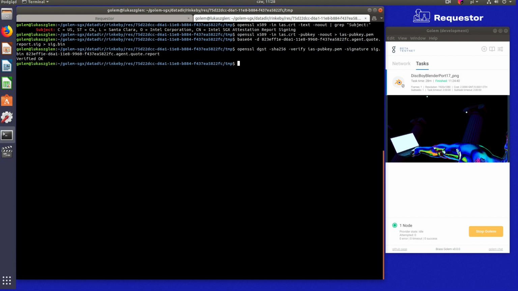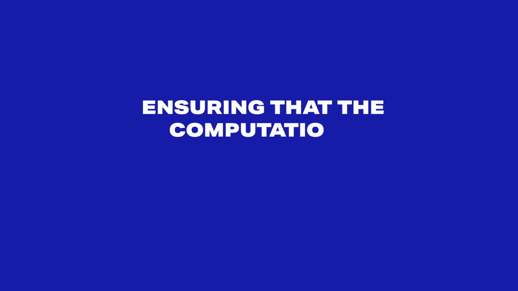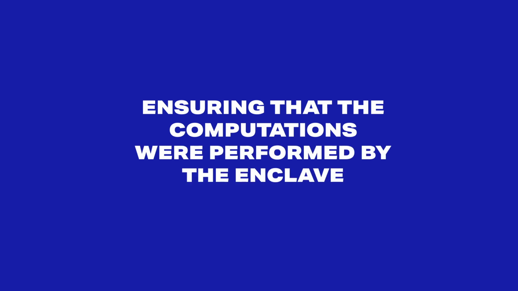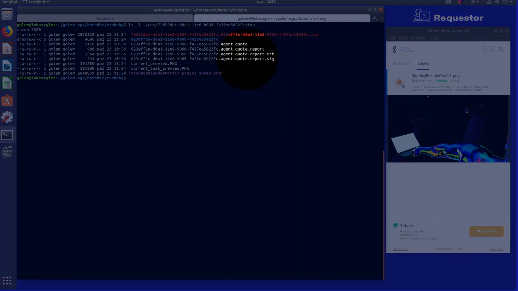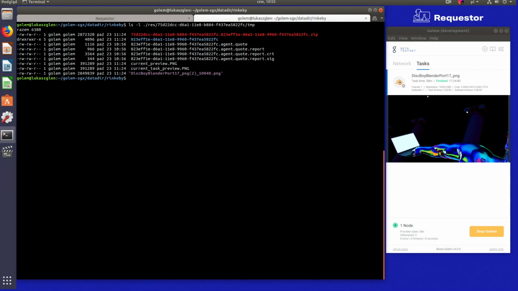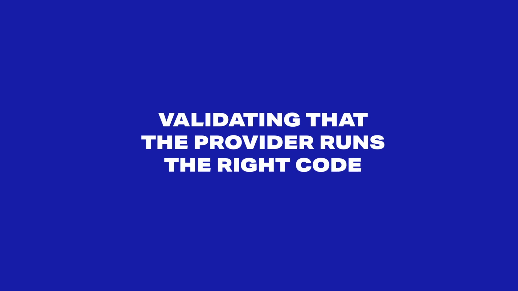This way, the requester validates that the quote was generated by the enclave and all the data in the quote comes from the enclave, ensuring that the computations were performed by the enclave, not emulated. Intel's signature is the proof that the quote was generated by real SGX. Intel only signs the quotes that were signed with keys sealed in the CPUs, validating that the provider runs the right code.